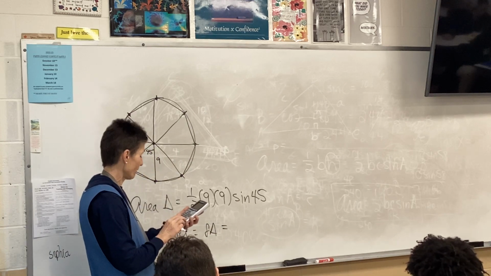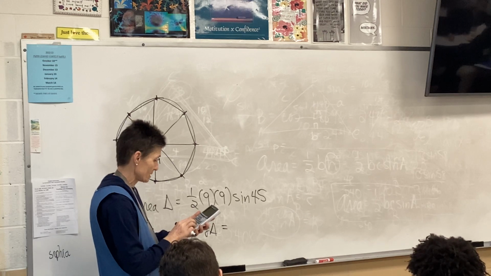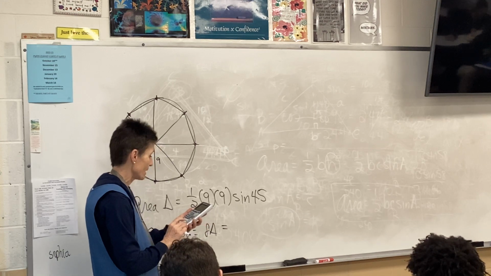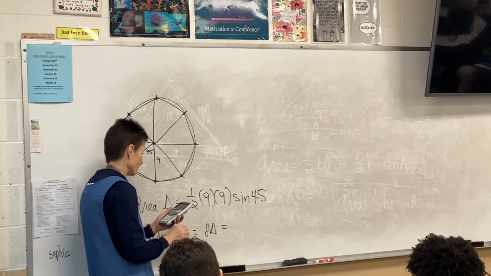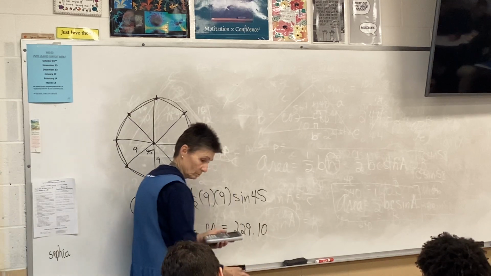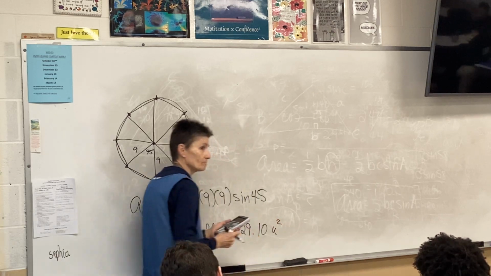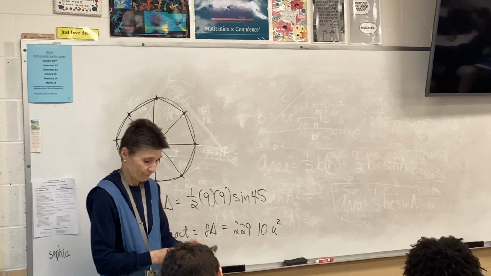So 1/2 times 8 times 9 times 9 times sine 45. Did you get 229.10 units squared? And use the alpha.